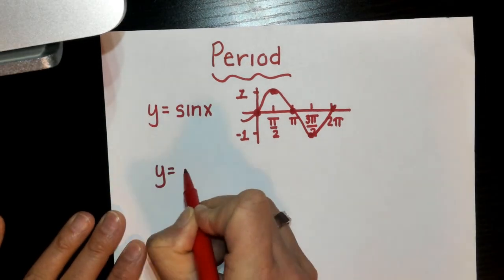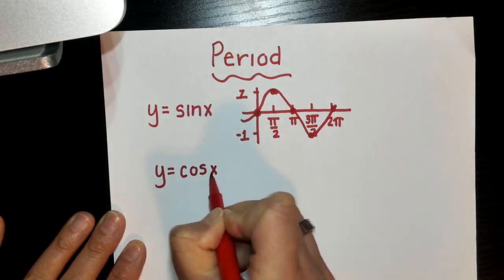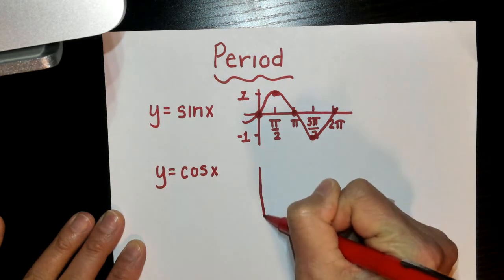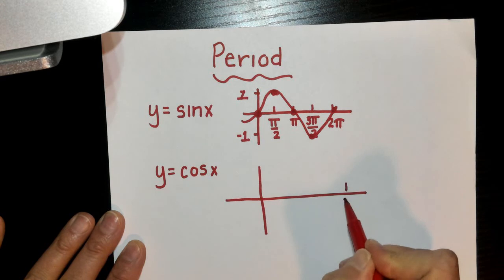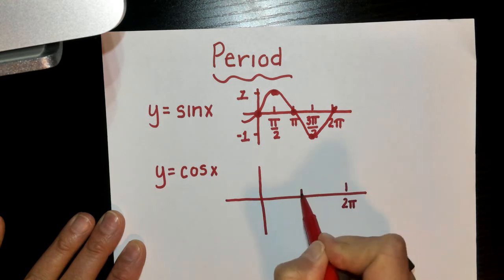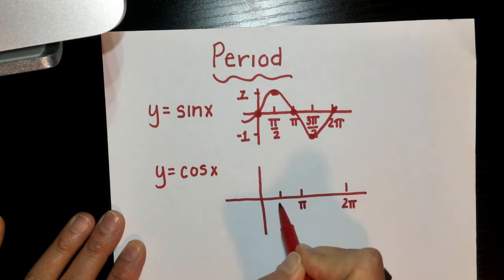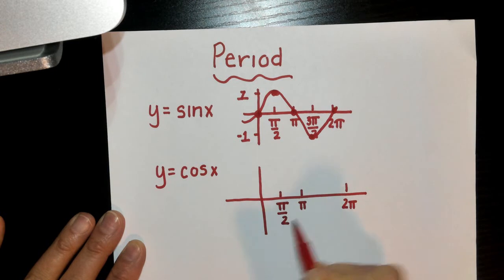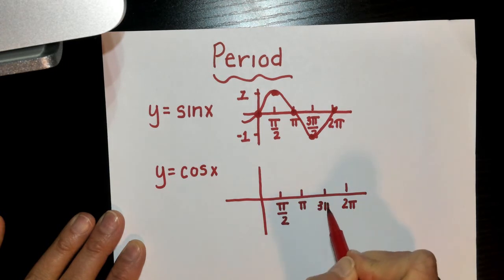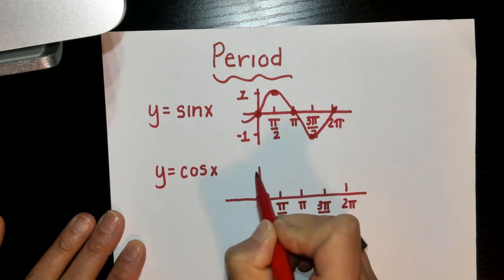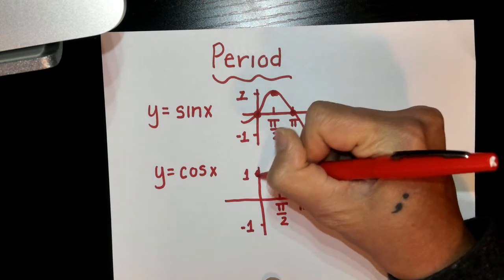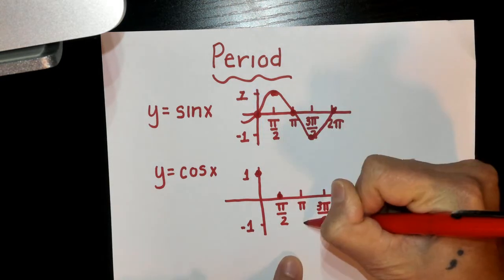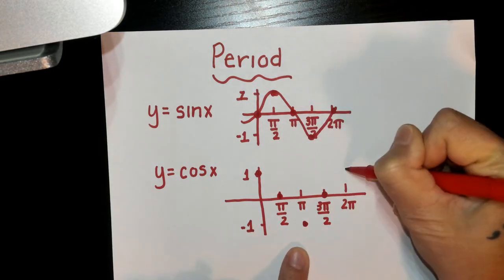Y equals cosine x. Same thing. This is our parent function. Starts and stops in 2 pi. In 2 pi units, that means there is one graph. So cosine starts high, middle, low, middle, high.